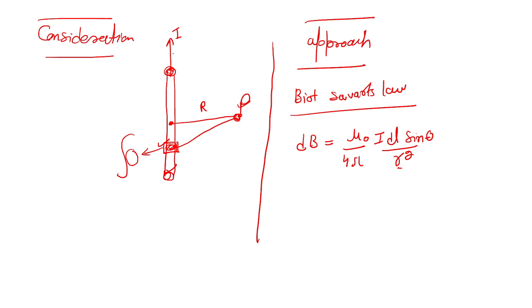I hope the consideration and approach, both the steps, are clear to you. Now it is very easy to understand how we are going to calculate the equation for the magnetic field because of a straight conductor carrying some amount of current, because of which there is a magnetic field around it. So we are going to calculate the magnetic field for that. It is very easy and very interesting.